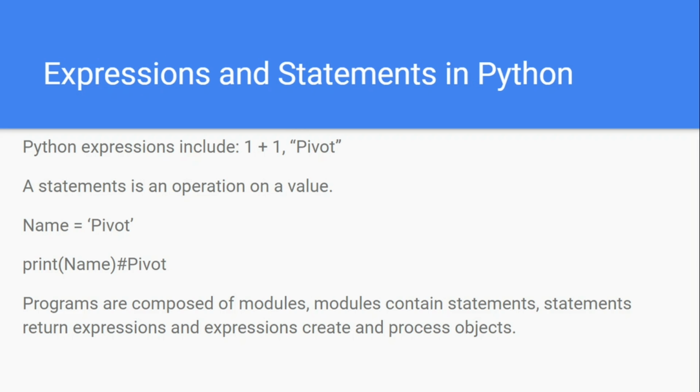So in Python, programs are composed of modules, modules contain statements, statements contain expressions, and expressions create and process objects. An expression includes, for example, adding two numbers. This is an expression. Then having a string like pivot is also a Python expression. But a statement is an operation on a value. For instance, declaring a variable name and assigning the value pivot to it is a statement, because it's an operation on a value. Also printing the name, which is going to print out pivot, is a statement.